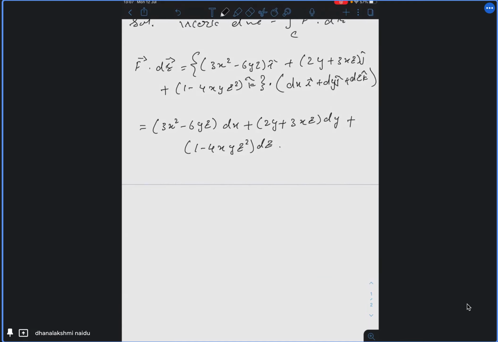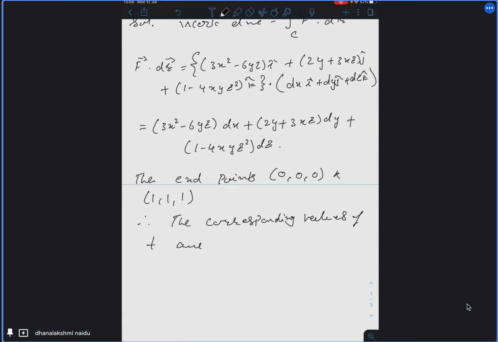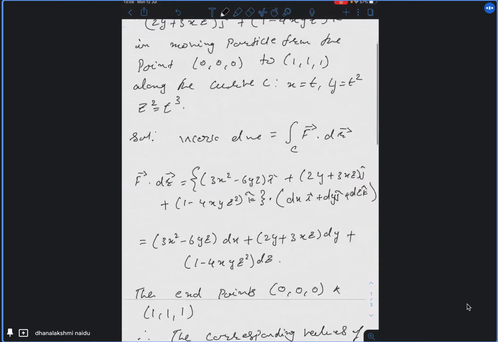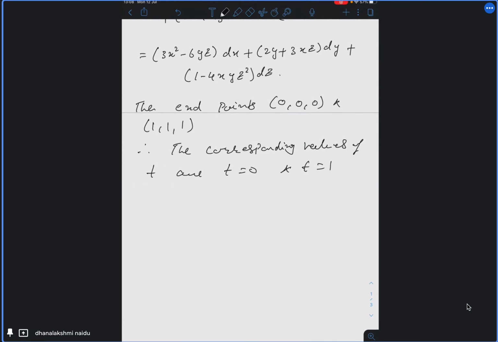Now the corresponding values of t will be what? For the endpoints (0, 0, 0) and (1, 1, 1), the corresponding values of t are t equal to 0 and t equal to 1, because this satisfies the parametric equation x equal to t, y equal to t square, z equal to t cube. So the value of t will be from 0 to 1.